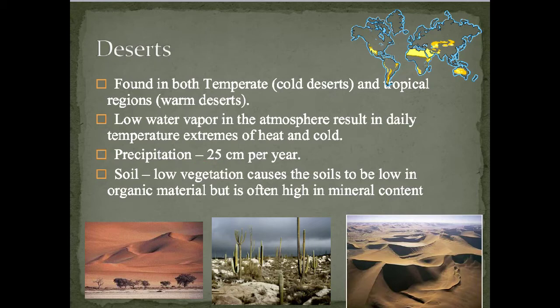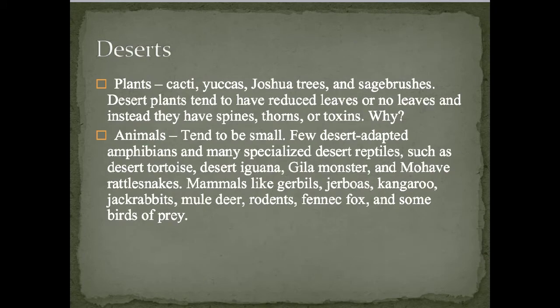Precipitation's low, you can see here 25 centimeters per year. And the soil, low vegetation causes there to be low organic material, but it's often high in mineral content. Low organic, high mineral content. Common types of plants, of course, cactus, yuccas, Joshua trees, sagebrushes.